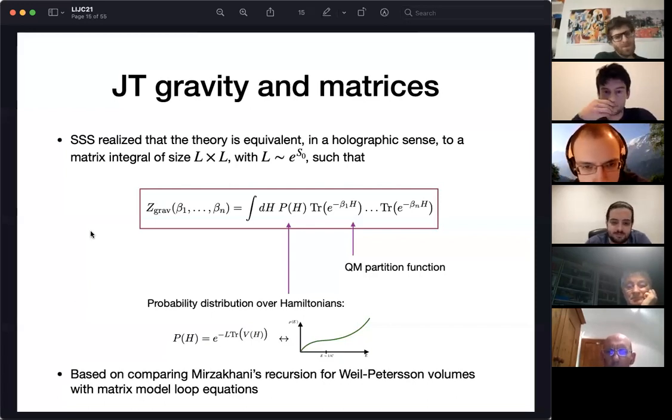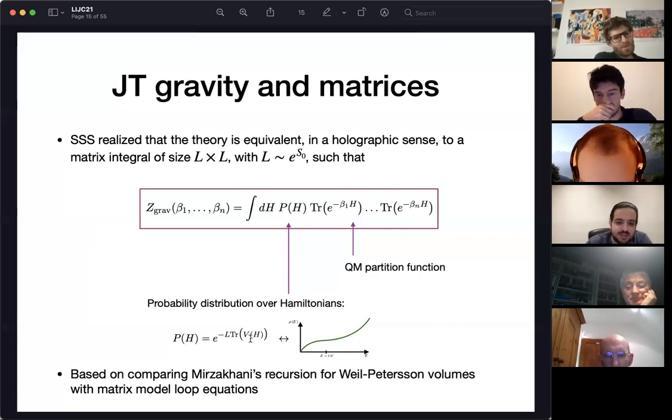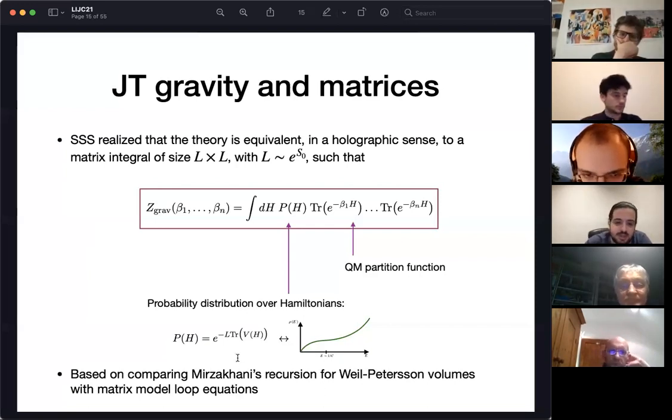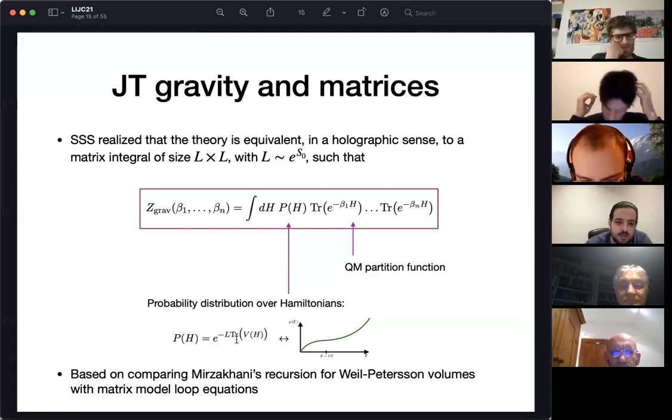Just a quick question, can you remind me what actually is the probability distribution? What is it equal to? It's literally this. And what is V of H? Yes, this is the matrix potential. Well, it's just a name, but in matrix integrals you usually put factors of this form because they're easy to compute. V of H is the matrix potential. It's a function of the matrix.